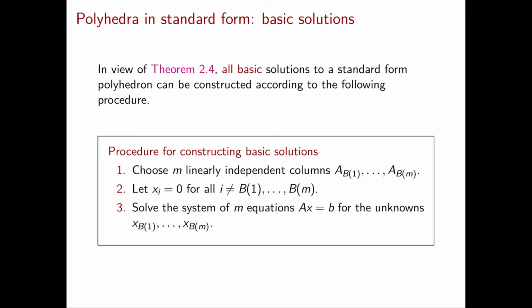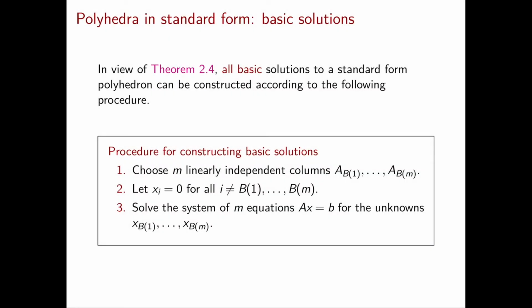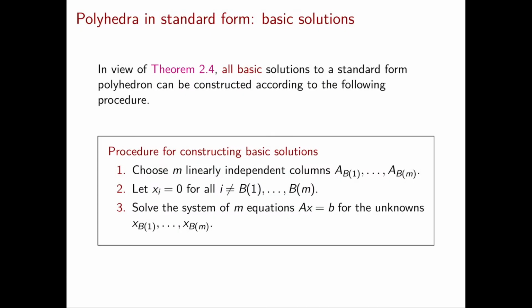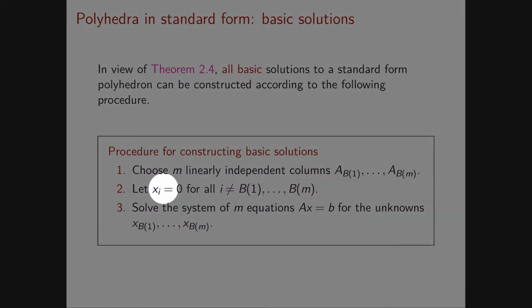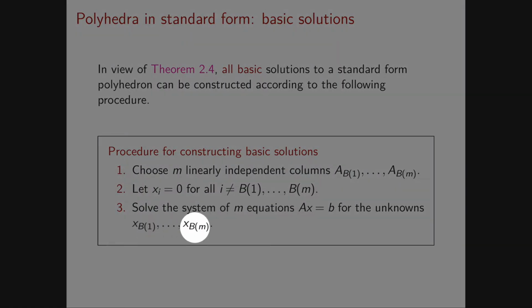What you have to do is the following. Among all the columns of A, choose m linearly independent ones, and I'm going to call them A_B1 until A_Bm. For every other index, I'm going to set x_i = 0, and in order to find all the remaining components of x, x_B1 until x_Bm, I only need to substitute in my system x_i = 0 for all these i's, and I'm left with a system of m equations in m unknowns. Since the columns of the remaining constraint matrix are all linearly independent, such a system will have a unique solution that will allow us to determine x_B1 until x_Bm.